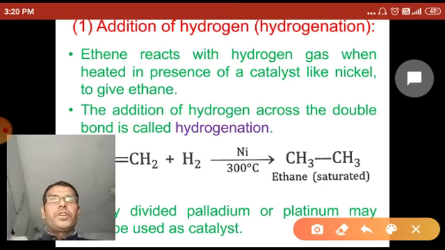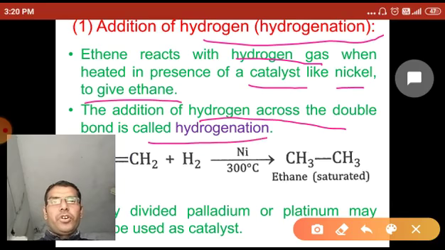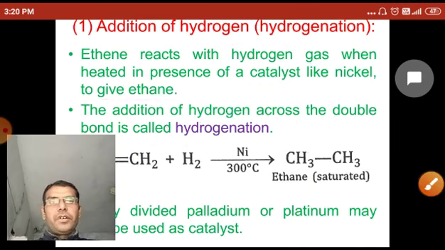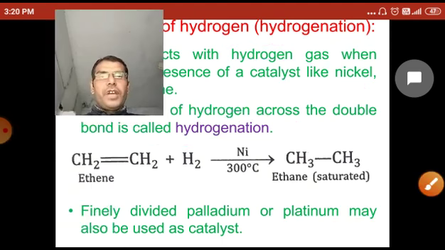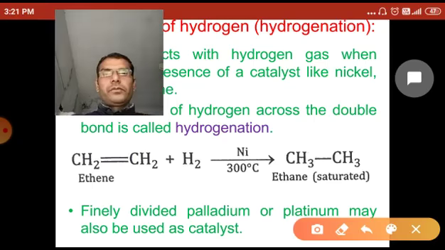Now the second reaction, addition of hydrogen. It is also called hydrogenation. Ethene reacts with hydrogen gas when heated in the presence of a catalyst like nickel to give ethane. So the addition of hydrogen across the double bond is called the hydrogenation reaction, because the hydrogen is directly attached to the ethene to form a saturated compound.